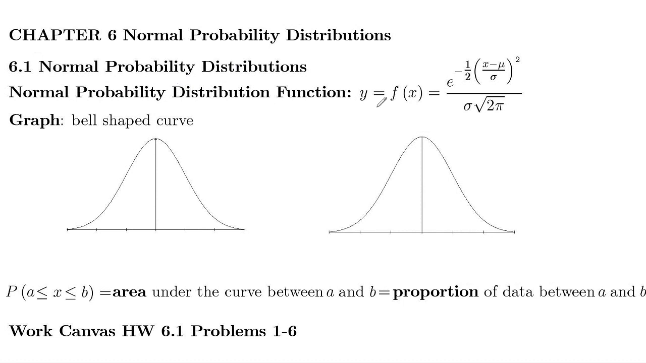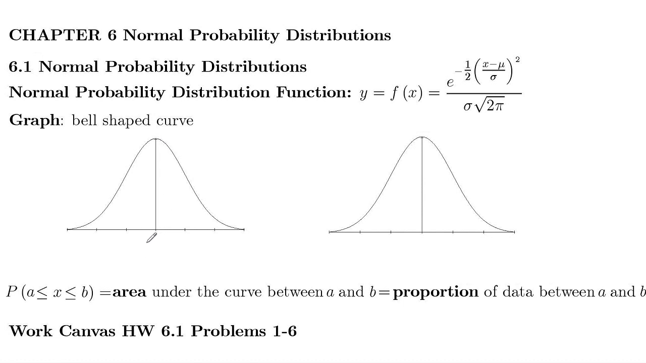Well, it's a function y equals f of x, and it's got this complicated equation. Notice that it depends on the mean and the standard deviation of the distribution of data that you're given. And it's just the bell-shaped curve. So a normal or a bell-shaped curve follows a normal probability distribution. There's lots of data that's normally distributed: weights, heights, IQs, any kind of standardized test scores. Those were all normally distributed. Lots of data is normally distributed.